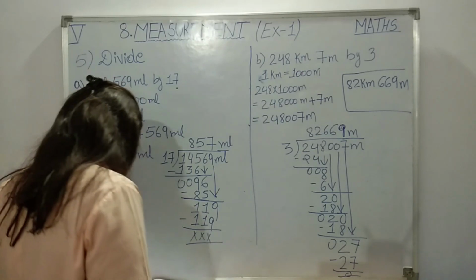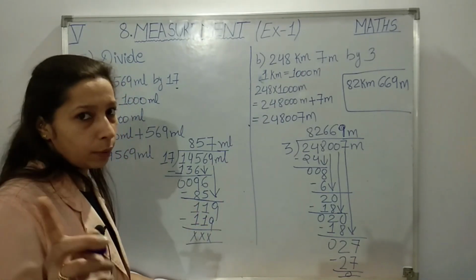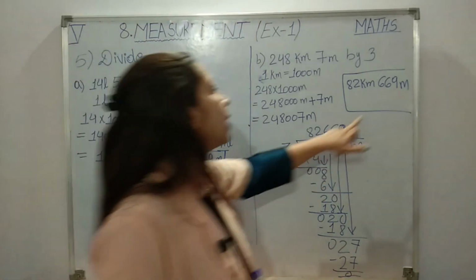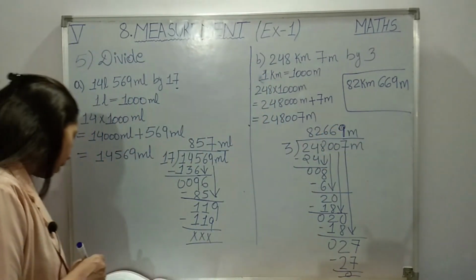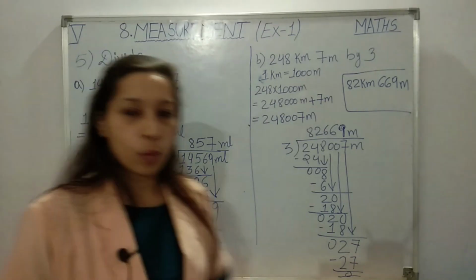Okay, in your textbook the answer is given at the back, the answer is 82 kilometers 900 meters. 900 meters is wrong, students, you will get 669 meters. Okay, now again point number C will be your homework.